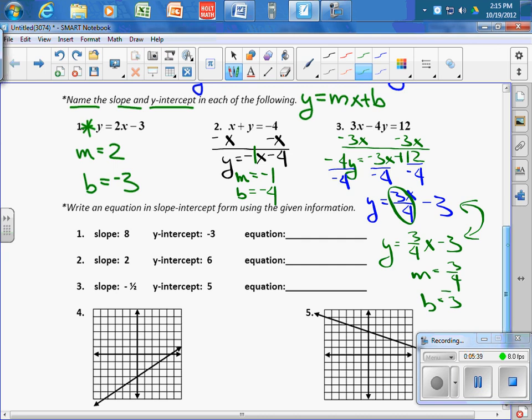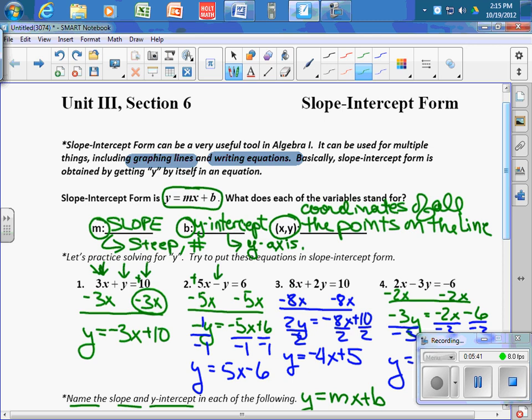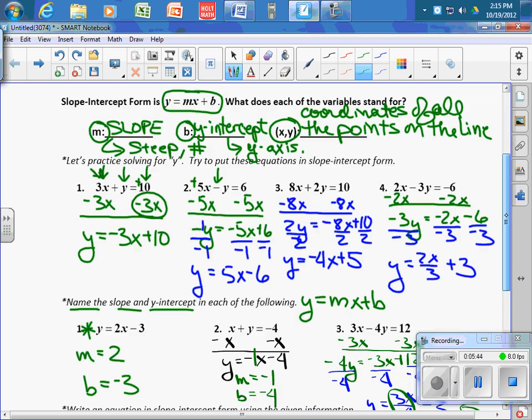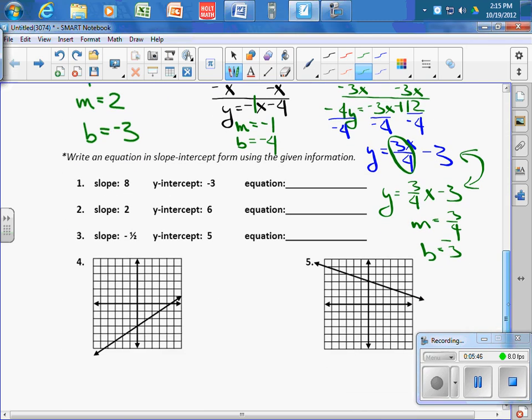And like we were saying above, we can also write equations in slope-intercept form as well. And to do that, the slope will be the coefficient of x. So y is equal to 8x, the y-intercept, -3, minus 3. In number 2, y is equal to 2x plus 6. And in number 3, y is equal to -1/2 x plus 5, or just the opposite of x over 2 plus 5.